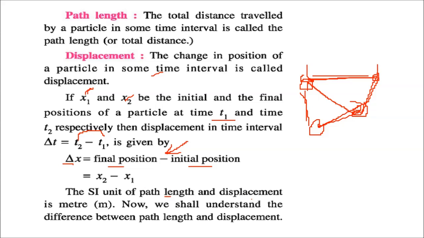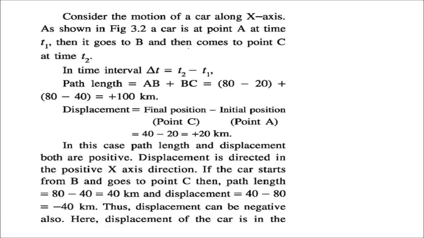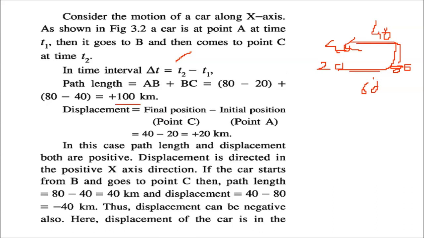The SI unit of both path length and displacement is meter. So let us again talk about the difference between distance and displacement. Now the time interval was t2 to t1 in the discussion we had. So path length was what? From 20 the object moved till 80. So what is the distance? That is 60. Now again it moved back from 80 to 40. What is the distance covered? That is 40. So 40 plus 60, this is the total distance covered. So 100 is the correct path length.